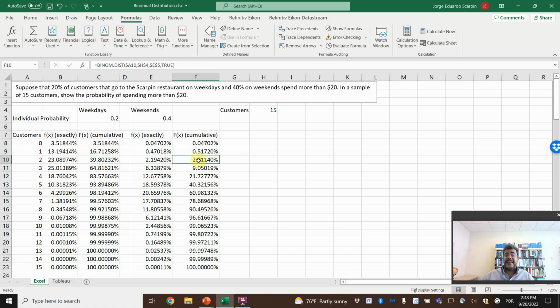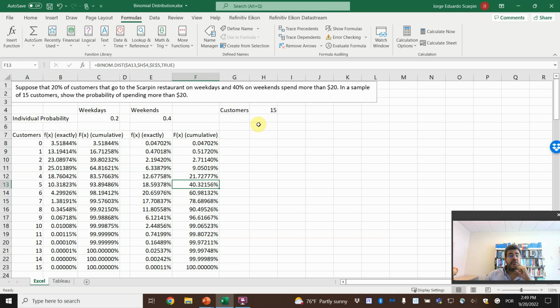Yes, because there is a 97.3% chance that they will be spending less than $20, so the 18 remaining will be spending more. And here, if we go to 39, here is the 40. At least 2 will be spending $20. 40% here, at least 5 will be spending it.